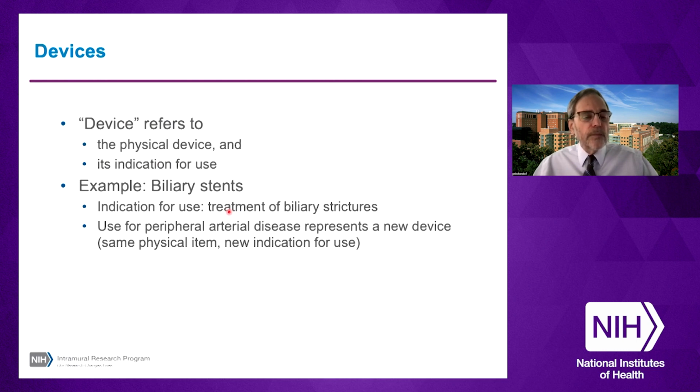And in the environment in which those stents are placed, there's not a lot of movement and there's no exposure to blood. There's no issue of clotting. It's a pretty forgiving environment. On the other hand, if you use the same device, a biliary stent, but you implant it in a peripheral artery to treat narrowing of an artery, then it's a new device. It's the same physical item, but it's a new indication for use.